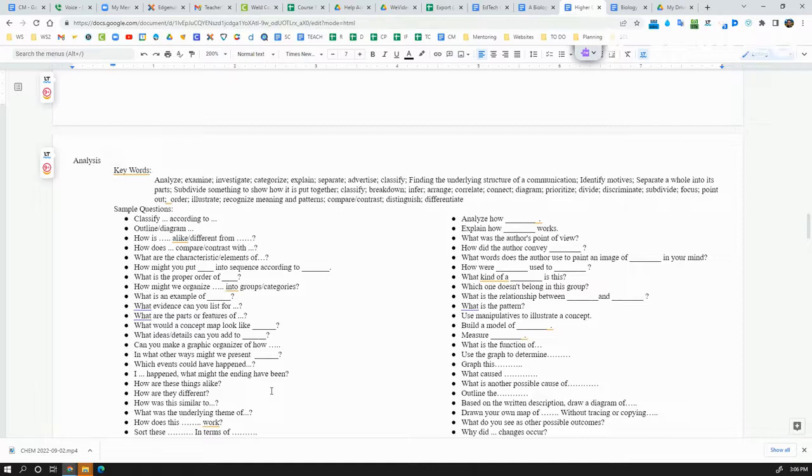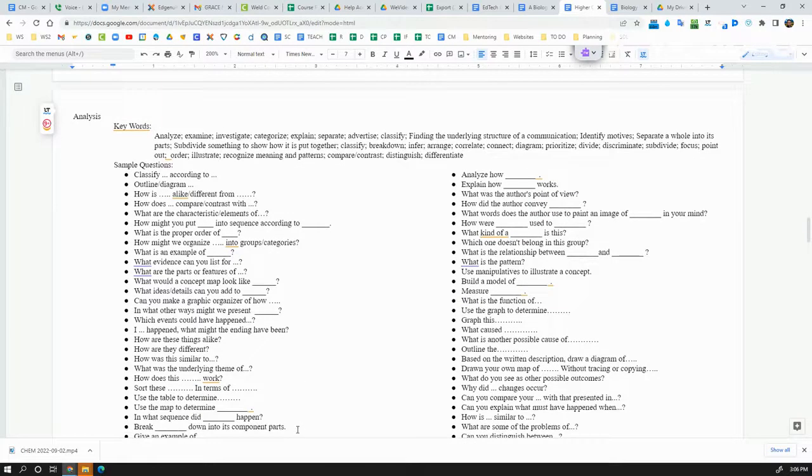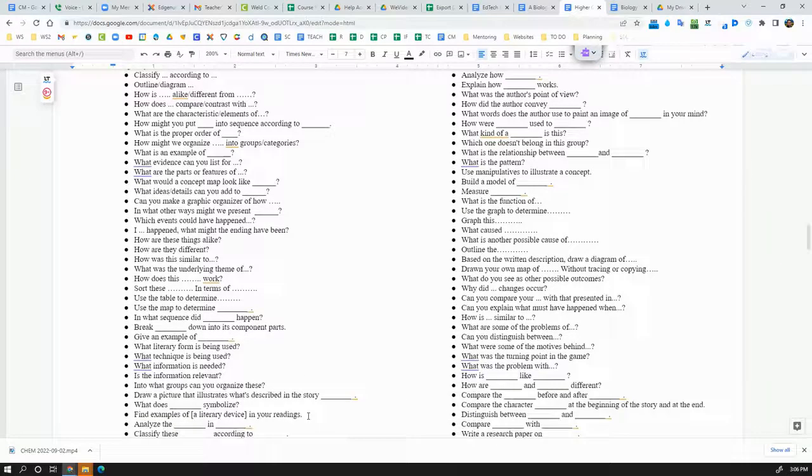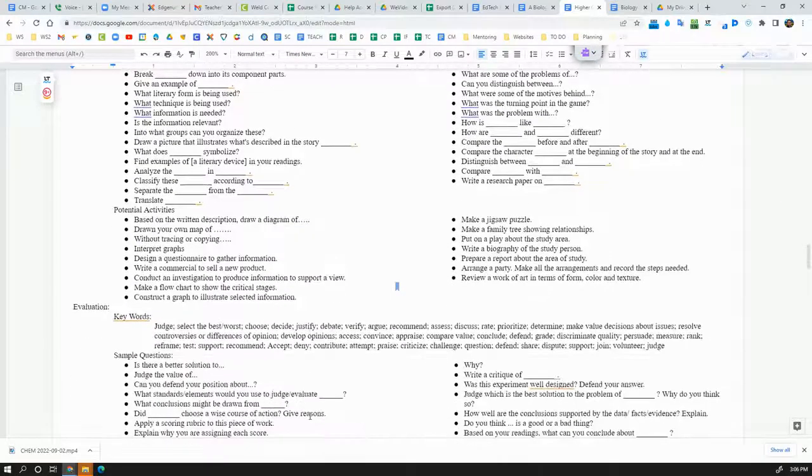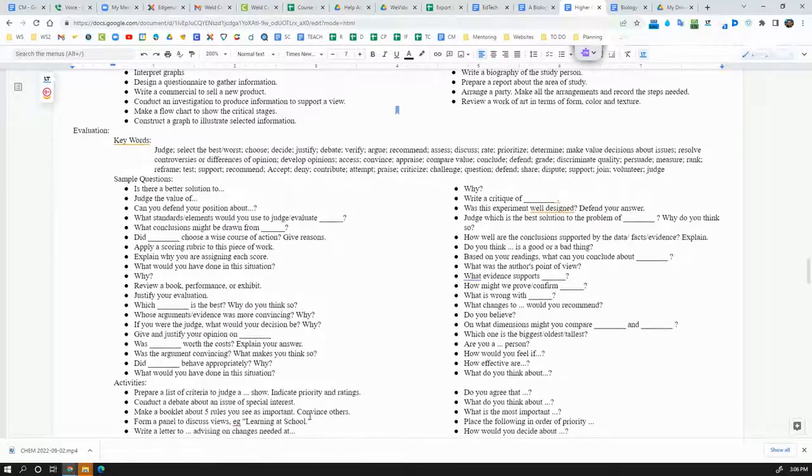Create a graph to represent a relationship. What is the pattern that you see in a certain graph? What is the proper order of certain events? Right? So this is kind of like getting data and putting it together or comparing the data is how you analyze.